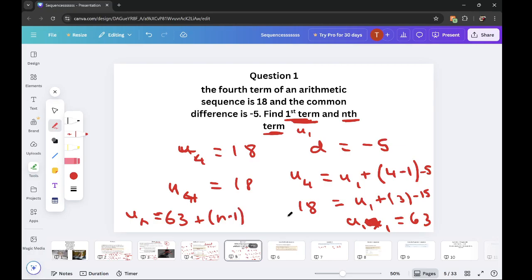So n minus 1 times d, which is minus 5. And you expand this and write it in terms of n. That is your nth term value. And I hope that makes sense. And if I did something wrong again, please do let me know in the comment section and I will correct myself.